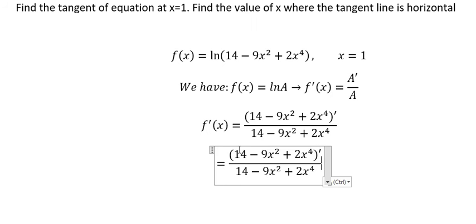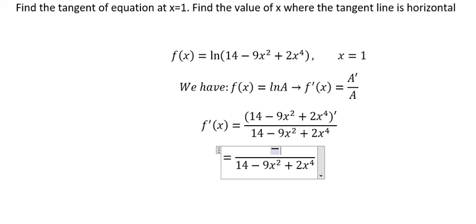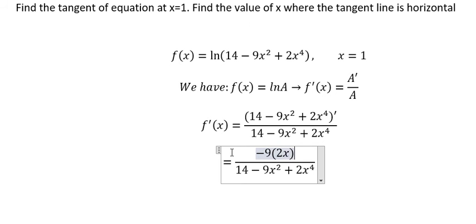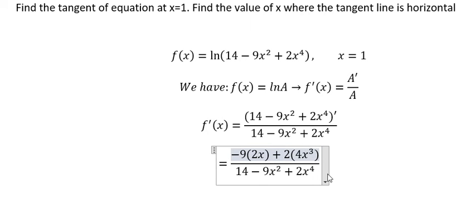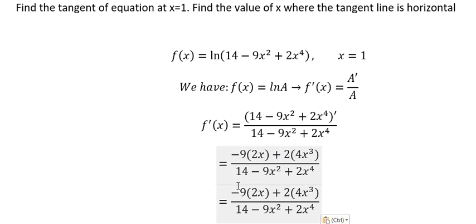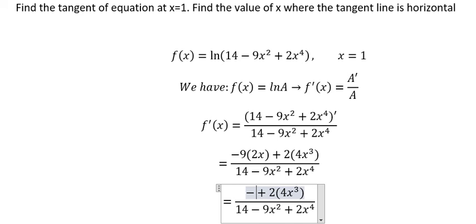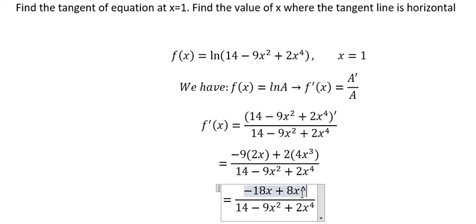So first the derivative of number 14, you got about 0. The derivative of s squared, you got about 2s. The derivative of s to the power of 4, you got about 4s to the power of 3. So we have 2s plus 2, and we have 4s to the power of 3. This one you got about negative 18s. This one you got about 8s to the power of 3.